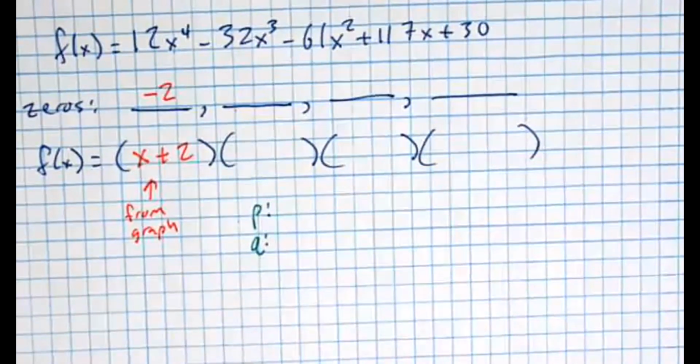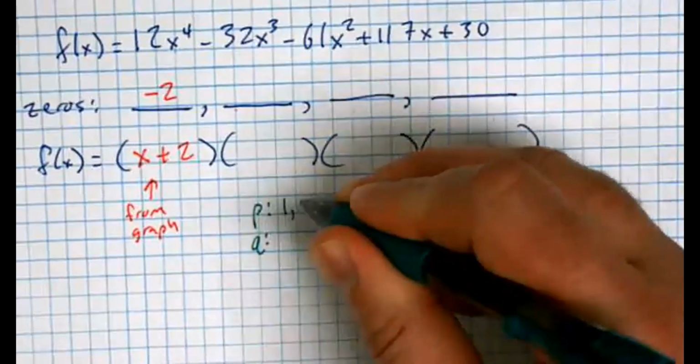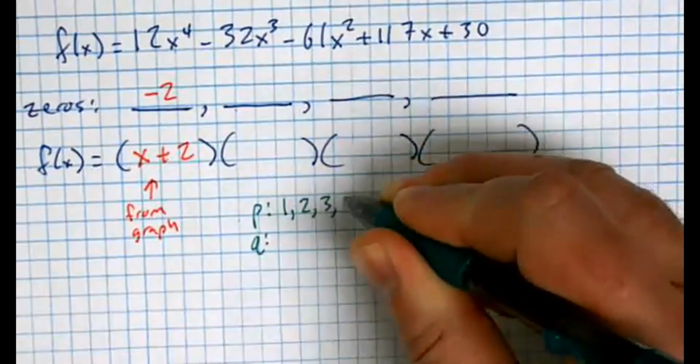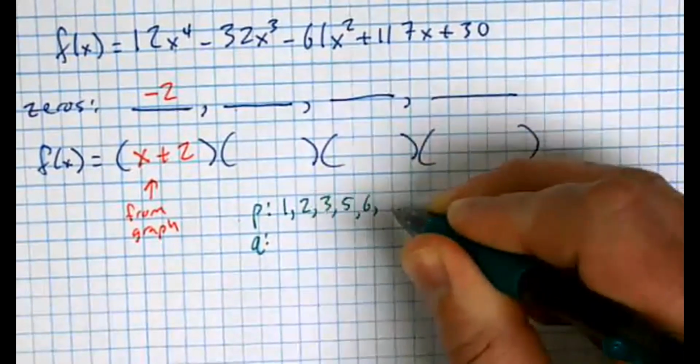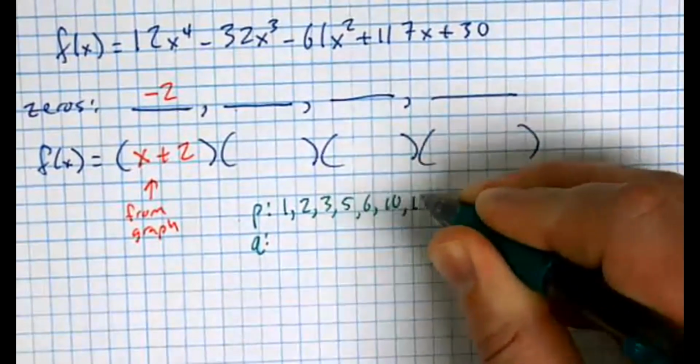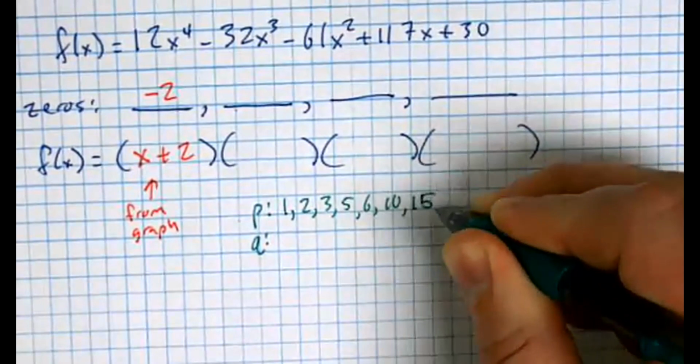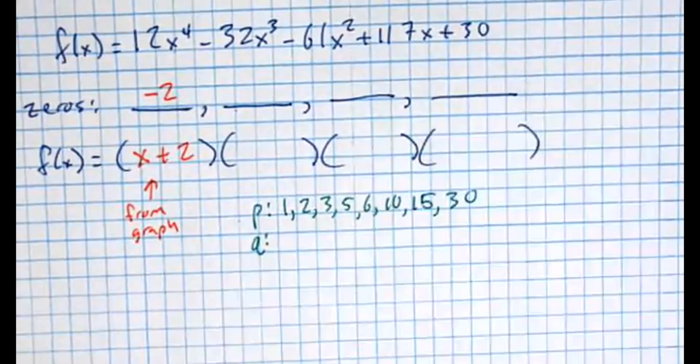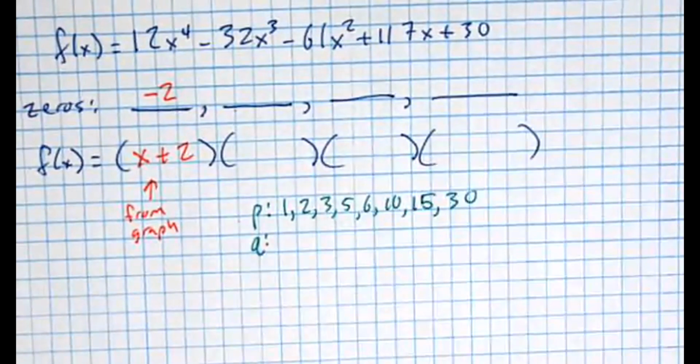So my P lists are going to be factors of 30. There's quite a few of them, unfortunately. 10, I almost drew 12, but 12 doesn't work. 15 does. And 30. Is that it? Did I miss something there? 2, 4 don't work. 7, 8, 9 don't work. Yeah, that's it. And then Q would be factors of 12.